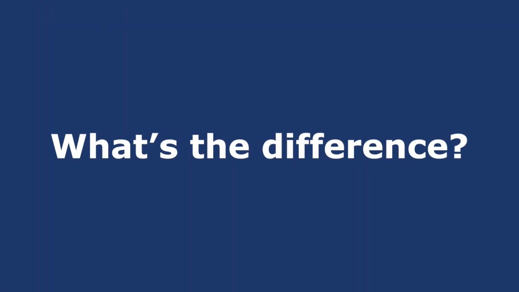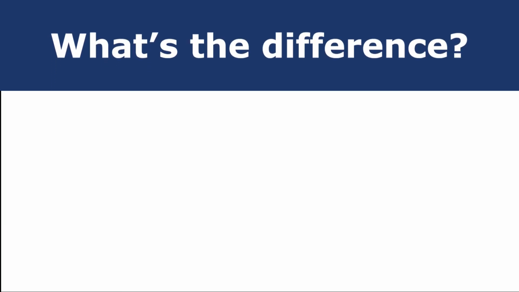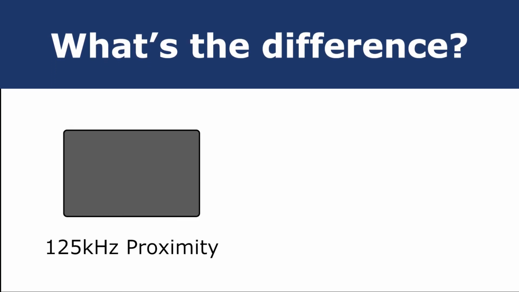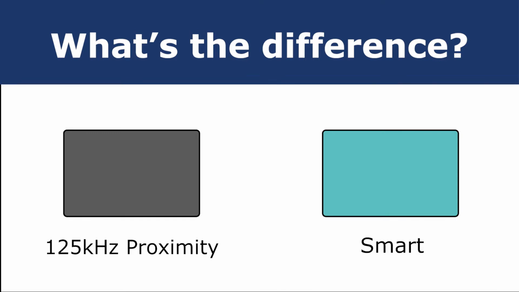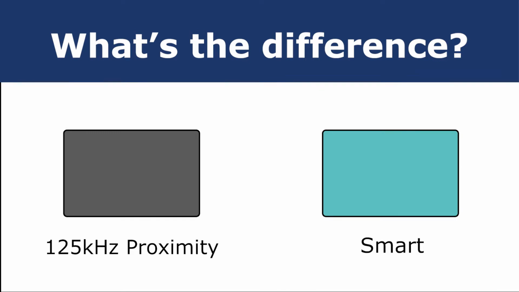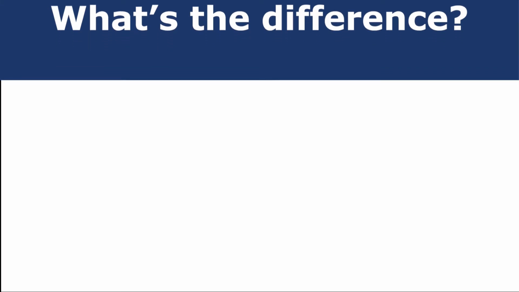There are two main types of credentials that are commonly used in access control systems: 125 kHz proximity and smart cards. But what is the difference between them, and how does each one work?